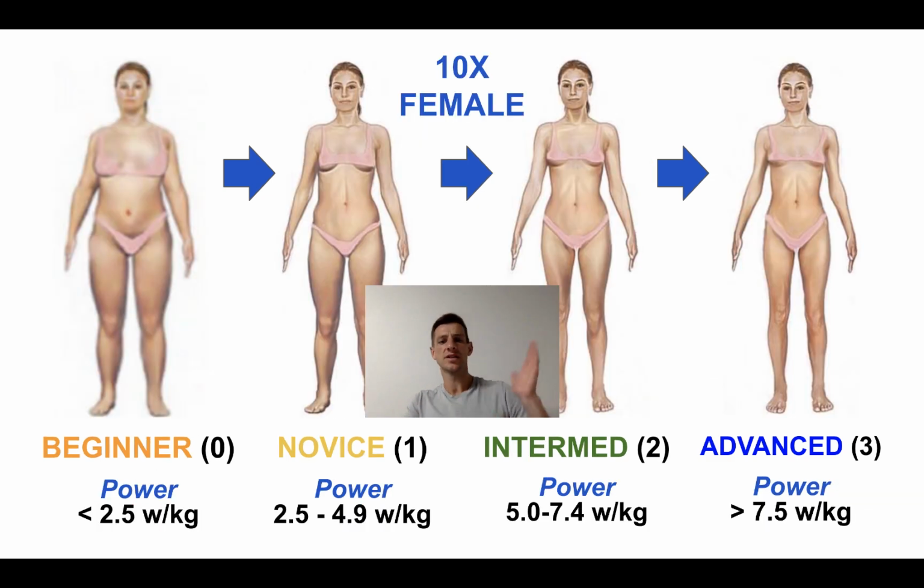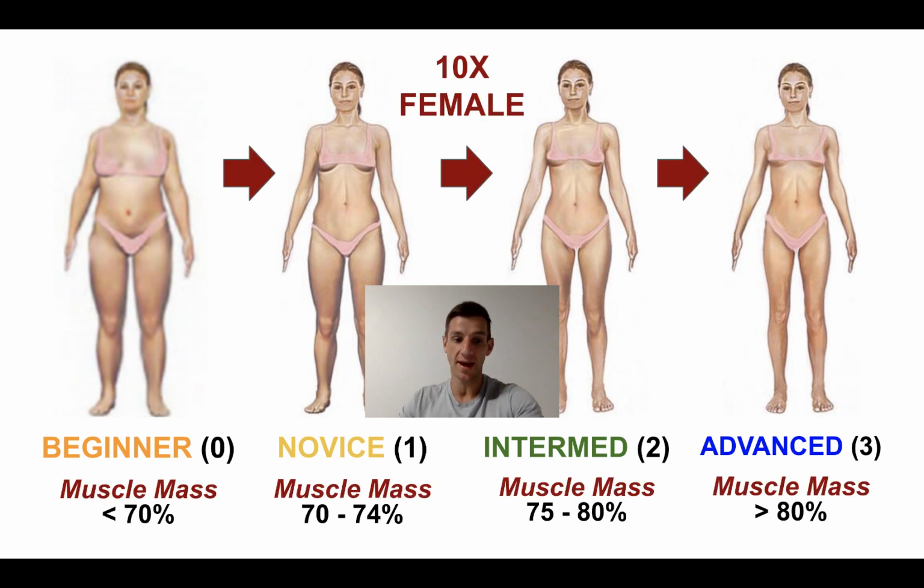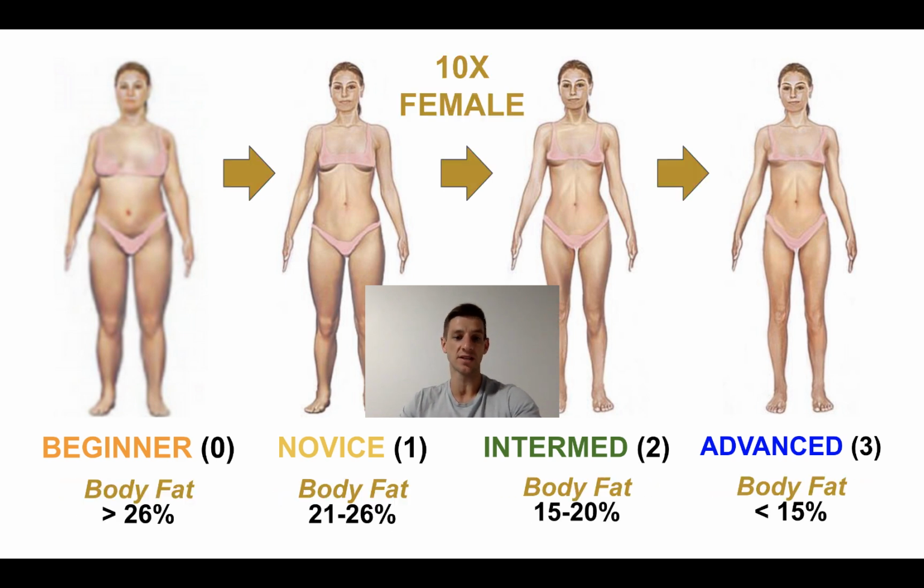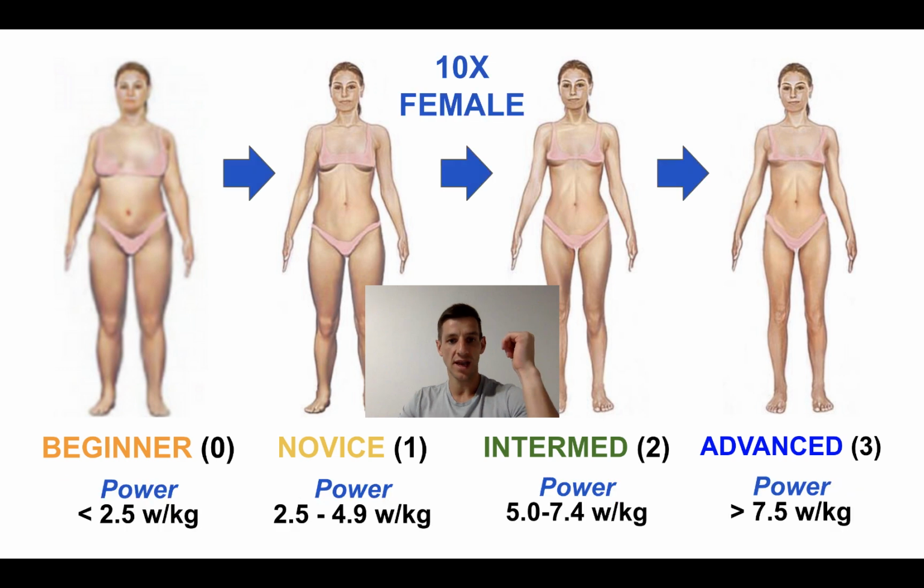For females, same thing. If you look at the beginner, it's good to look at the extremes. Typically, you find an overweight female incapable of producing a power to weight ratio score of 2.5 watts per kg and higher, which tells me usually that they probably have muscle mass less than 70% and body fat percent 26 and higher, and almost without exception, this is exactly what we see.